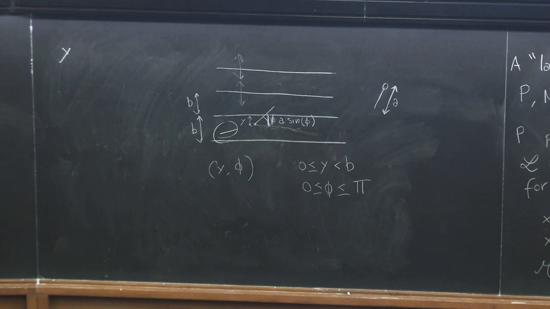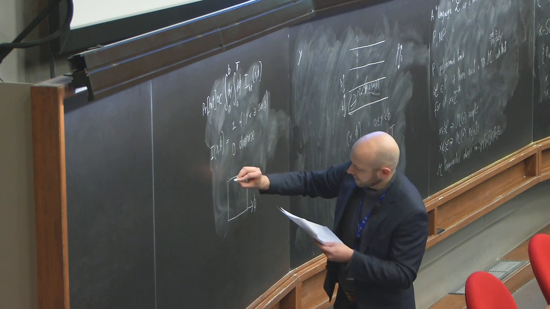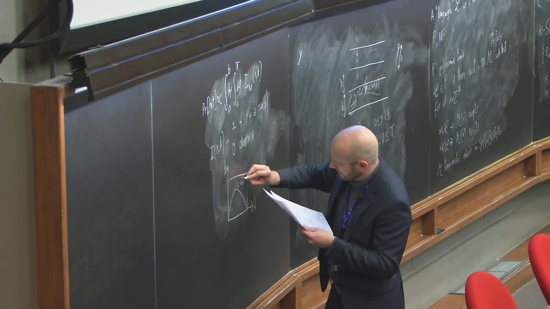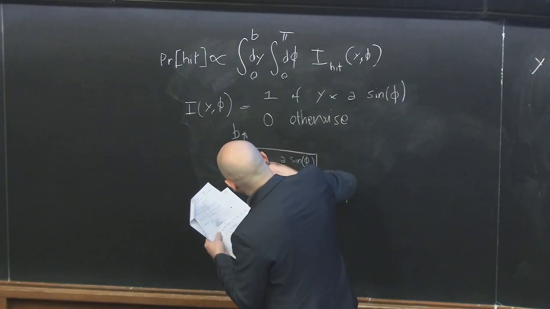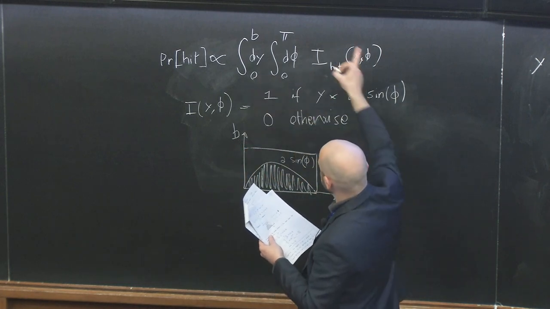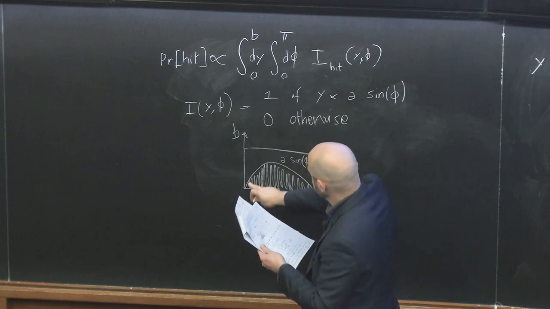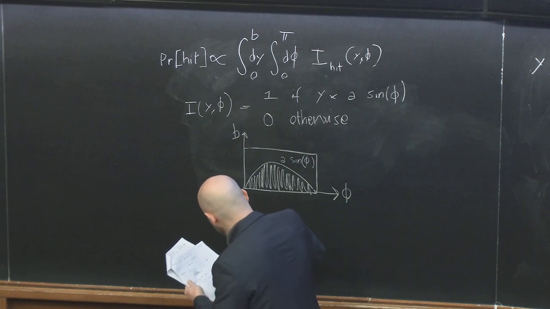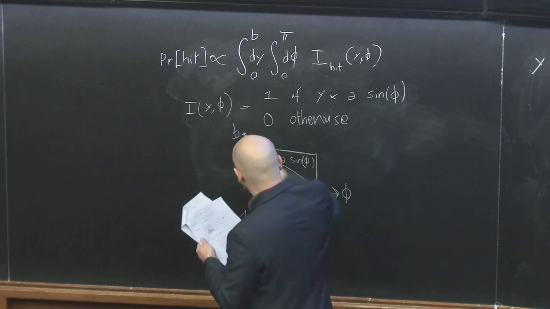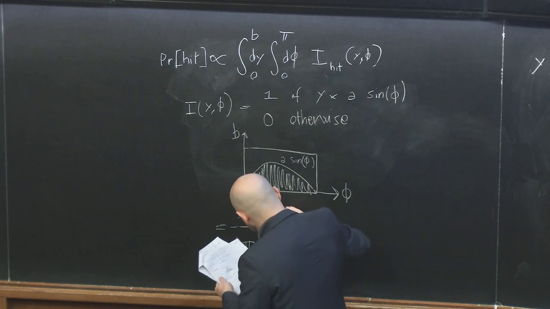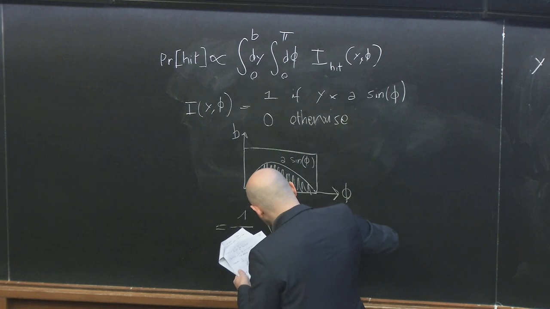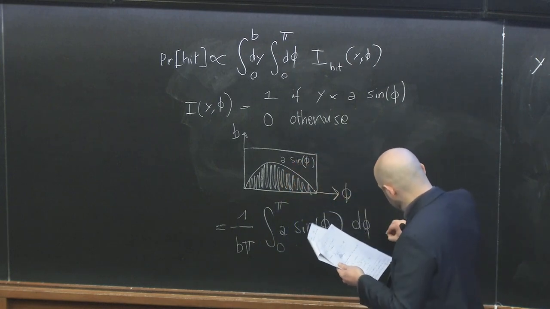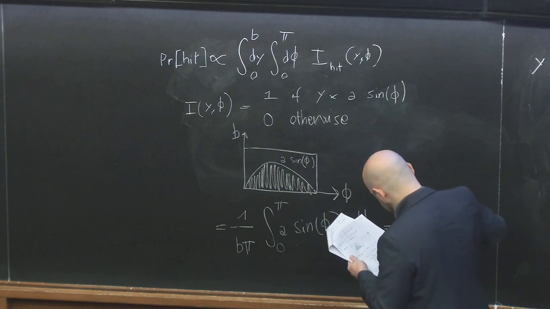Graphically, you are in this situation. This is the coordinate phi. This is the coordinate b. And this is A sin phi. This is the area that gives you the probability of hitting. So now, this double integral is just the integral of this function. You can see that the probability of hitting is 1 over b pi, which gives the normalization constant, times the integral of A sin phi d phi. This is an embarrassingly easy integral, which gives 2a over pi b.